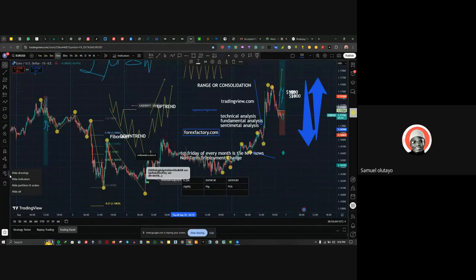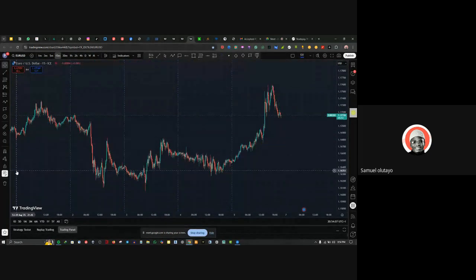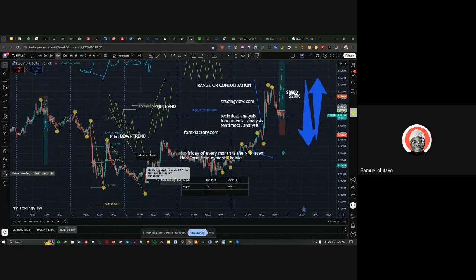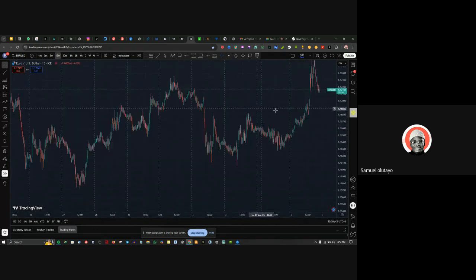Then the next one is hide. You want to hide all the drawings. Can you see? Everything is gone. If I toggle it again, they are back. Right. So we have three functions there. We have the hide drawings, hide indicators, and what's the third one? Hide positions and orders. And the fourth one, hide everything. So if you want to hide drawings, you click on hide drawings. If you want to hide indicators, you click on hide indicators. If you want to hide positions, you click on hide positions. If you want to hide everything, everything is out of sight.